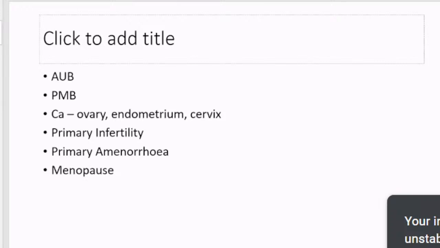At 79, whether or not she has completed her family, are you planning that she would complete her family now? No. So that's not important. That's not the reason why. She is having CA endometrium, which is why you are going to do a hysterectomy. Don't talk about family completion and stuff.